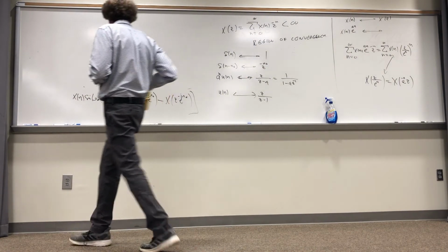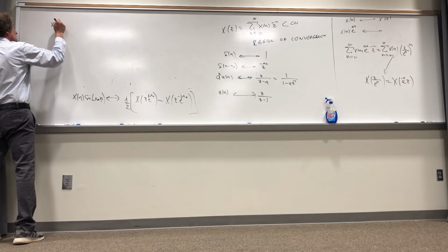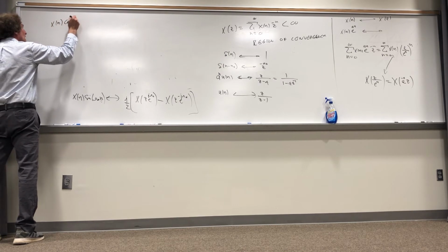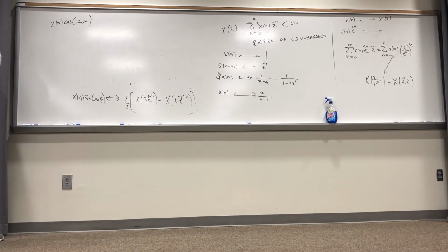I'll leave that up there. Next one I do is this. Suppose I have x of n times cosine of omega naught n. I use the omega naught there for a reason. The book just calls it omega, because anytime you get a sub-zero, it means it's a singular value in my book.